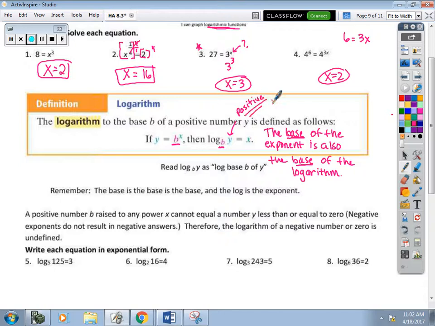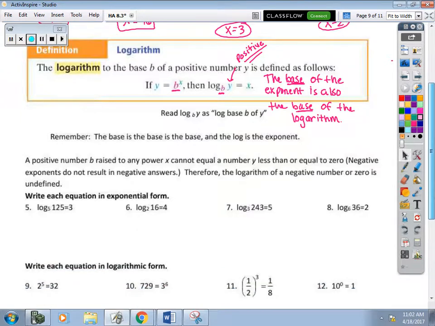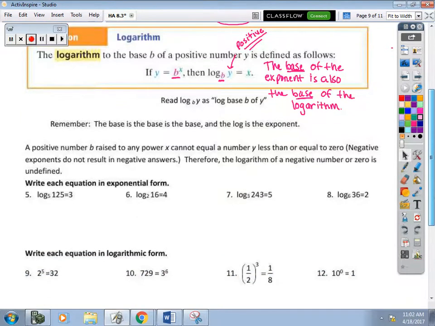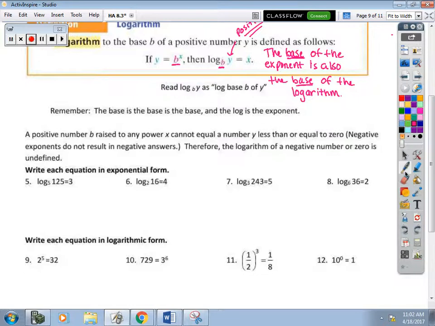We'll take a look on the back why it can't be negative when we see the graph of this logarithm. But let's jump into some examples with numbers. So the first set of directions ask us to write each equation in exponential form. So we're going to convert from logarithmic form back to exponential form.